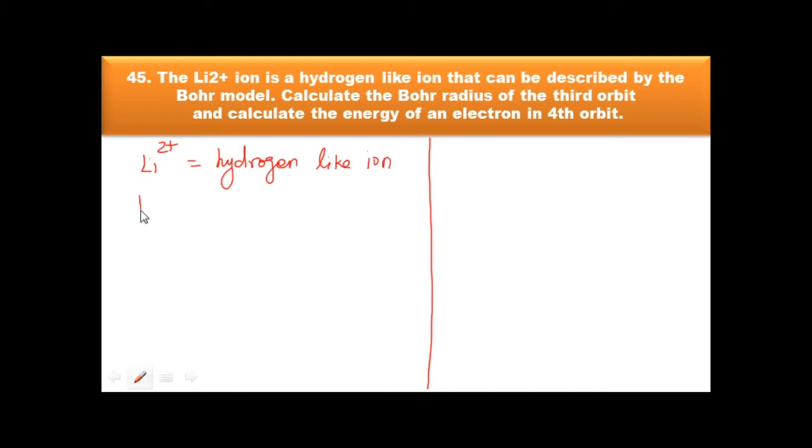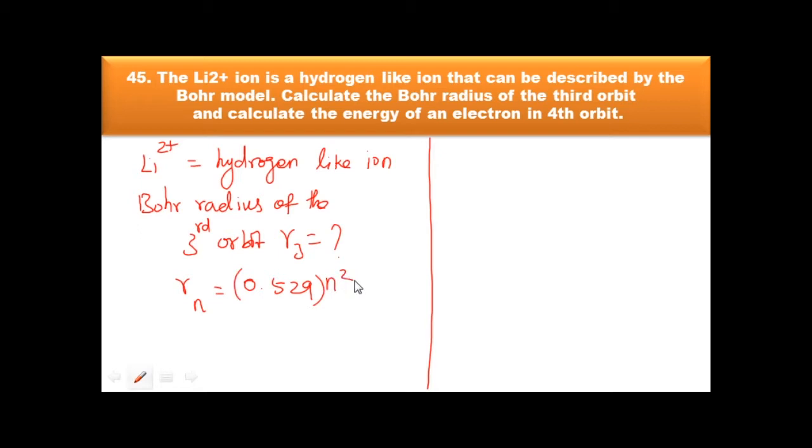So the question: Bohr radius of the third orbit, that is R3 equal to, that is the question. So the formula, what is the Rn formula? So Rn equal to 0.529 n square divided by Z Angstrom.